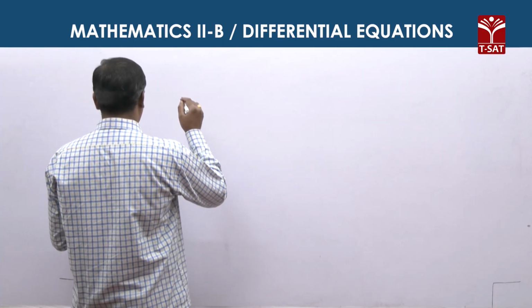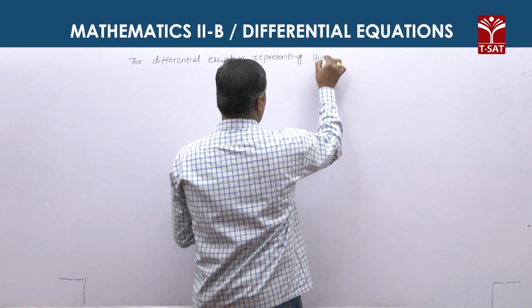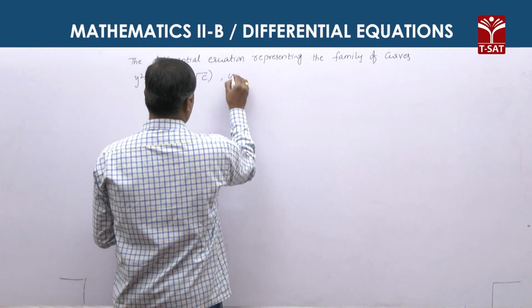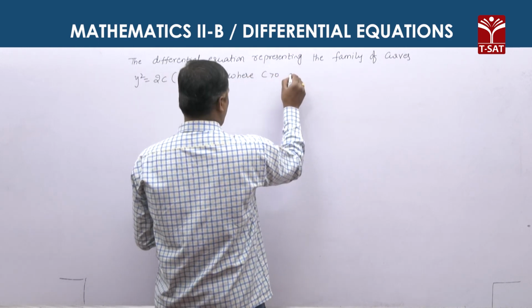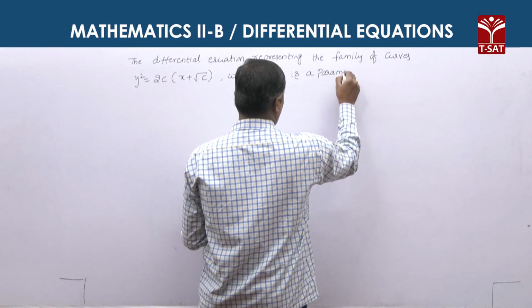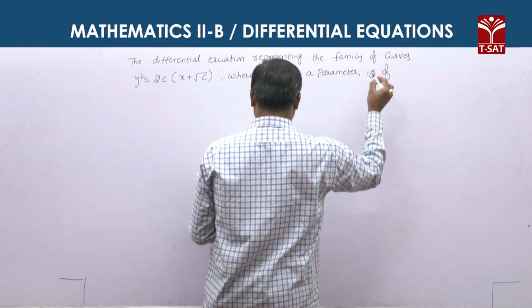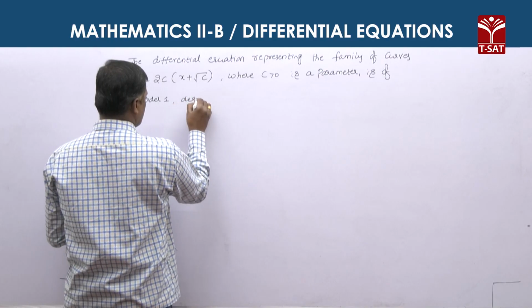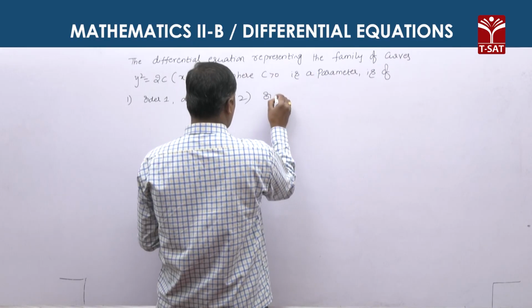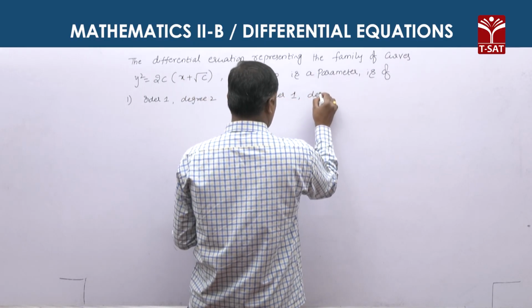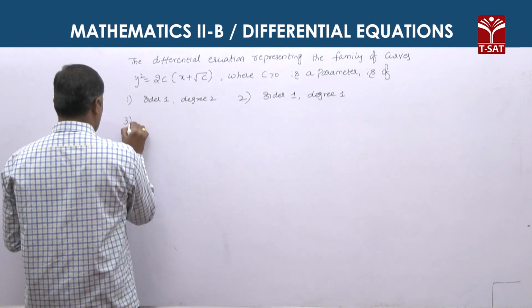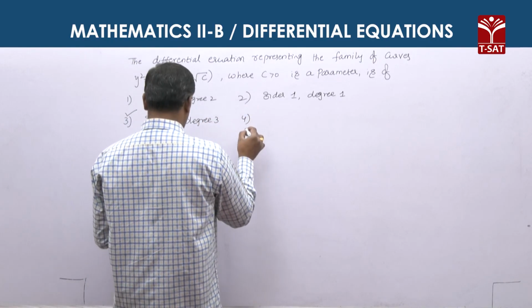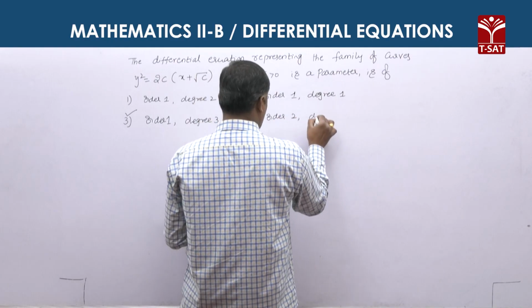Next question: the differential equation representing the family of y square is equal to 2c into x plus root c, where c greater than 0 is a parameter, is of: first option order 1 degree 2, second option order 1 degree 1, third option order 1 degree 3, fourth option order 2 degree 2.